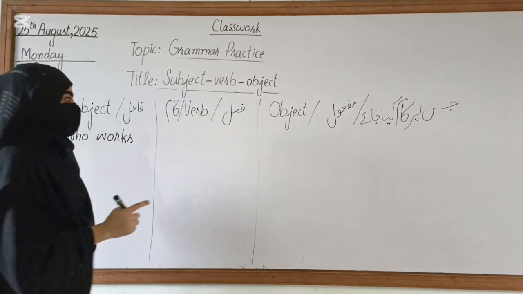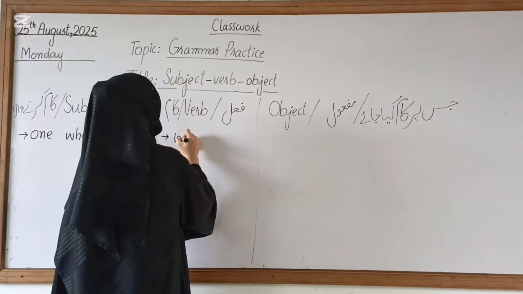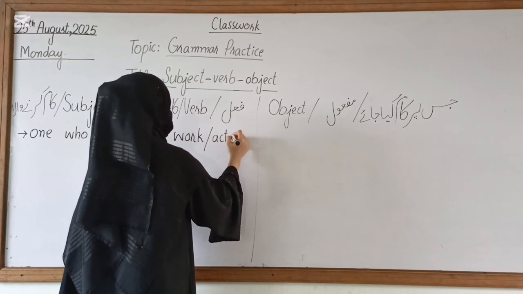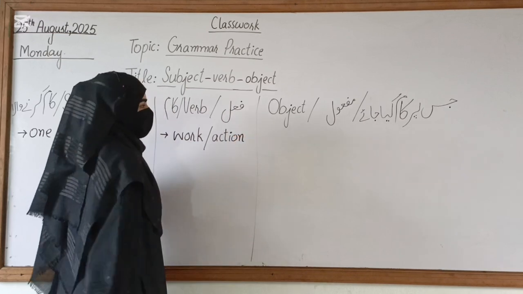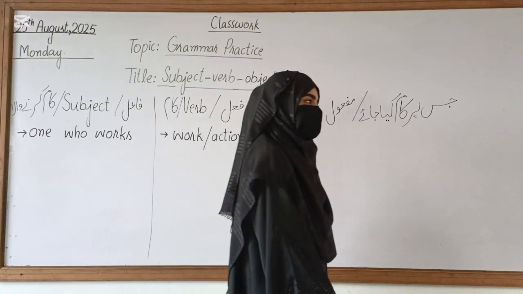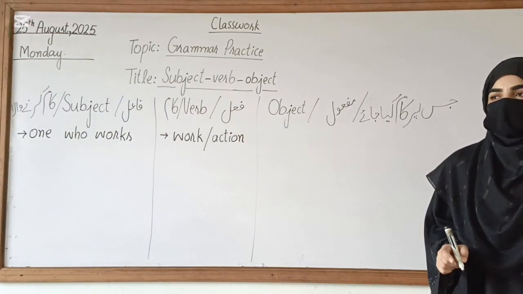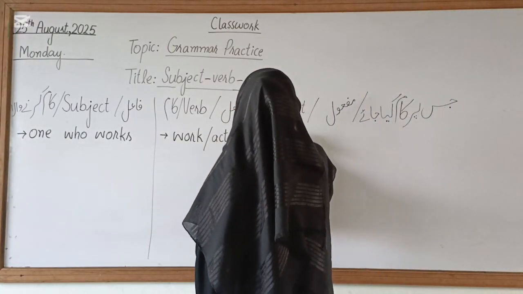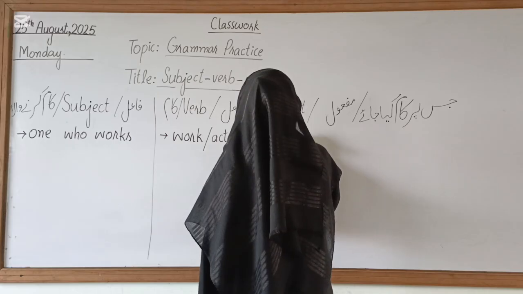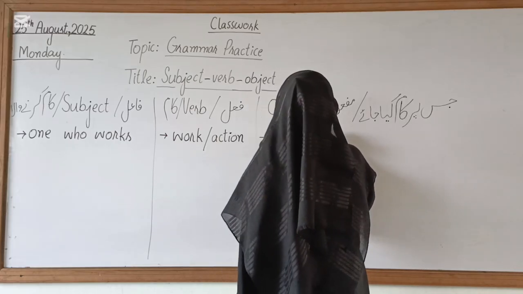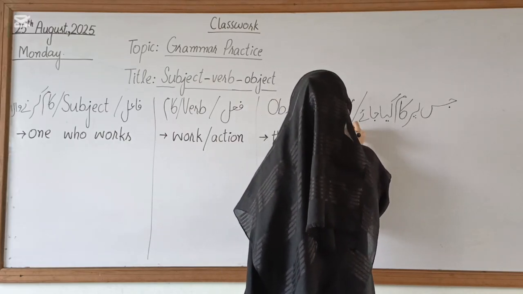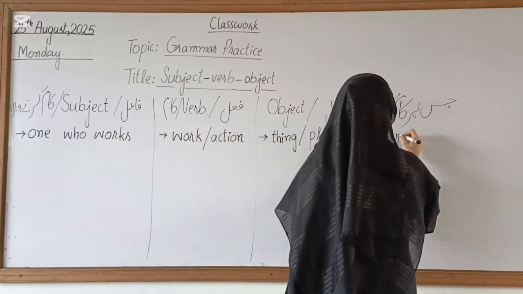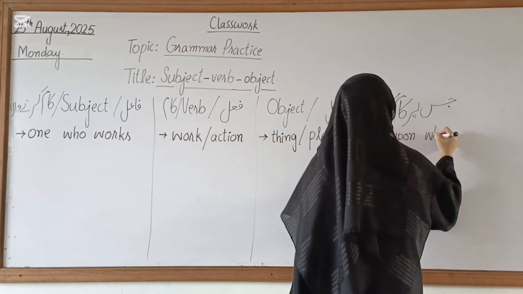Verb is work itself, work or action. Okay, and then we have object. जिस चीज पर काम किया जाए, it is called object. Thing, place, person upon which a work is done.